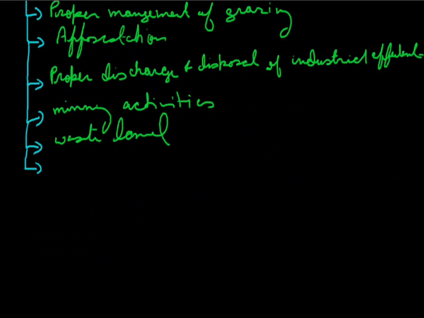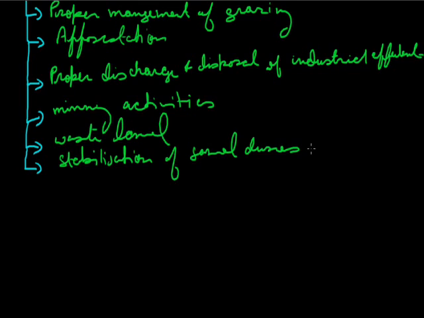The next thing which comes is the stabilization of sand dunes by growing as many thorny bushes as possible around it. So these are some methods of conservation of land. I hope the land part of the chapter is clear.